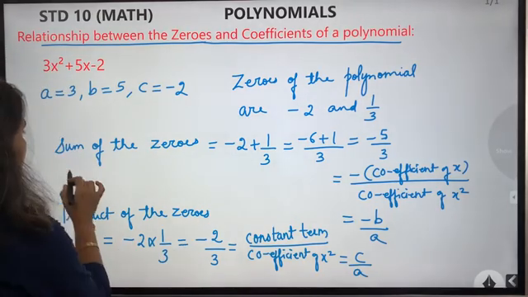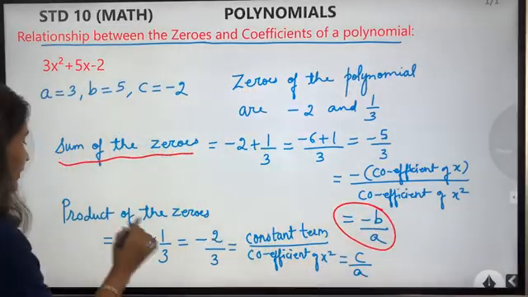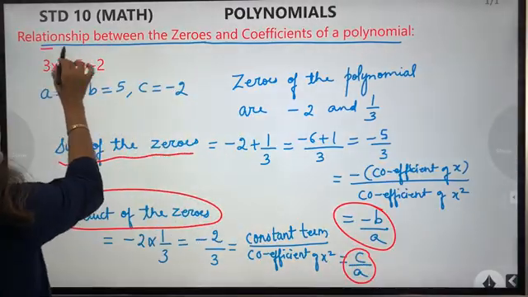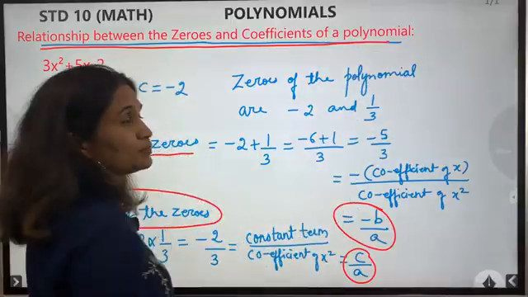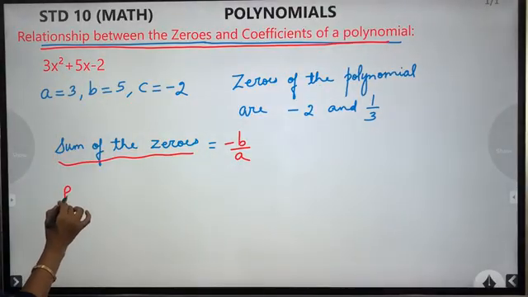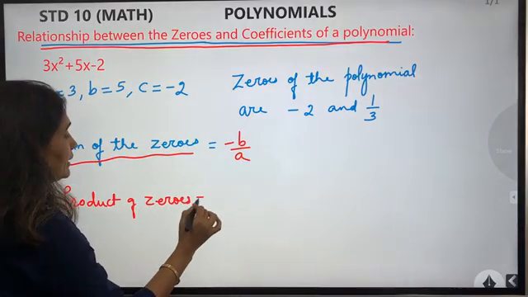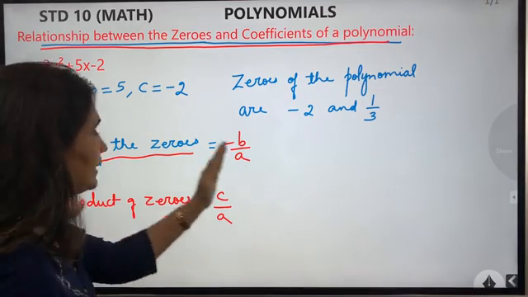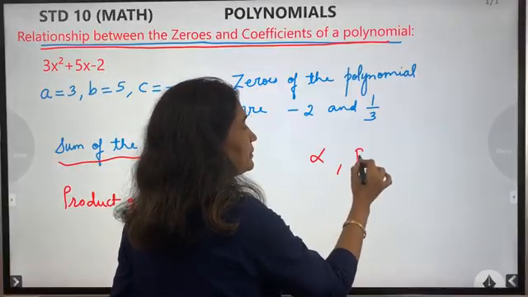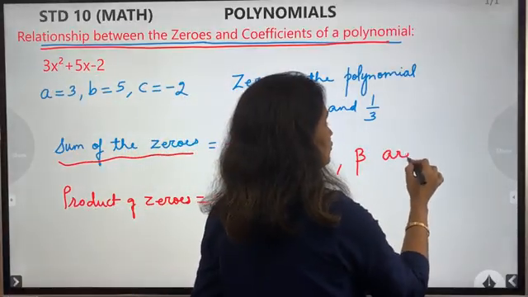So now I understood that the sum of the zeros will be directly given by minus b upon a, whereas the product of the zeros will be directly given by c upon a, and that is the relationship between the zeros and the coefficients of the polynomial. Sum of the zeros as minus b upon a, and we had got product of zeros as c upon a. But instead of writing every time sum of the zeros, product of the zeros, there is a shorter way of understanding it, children. Alpha and beta, these are the symbols which are used for the zeros. So alpha, beta are zeros of the polynomial.